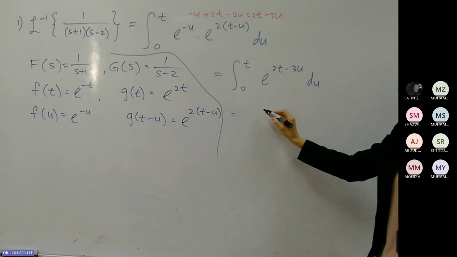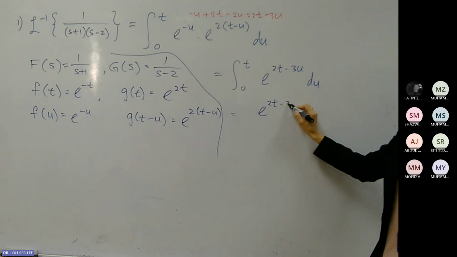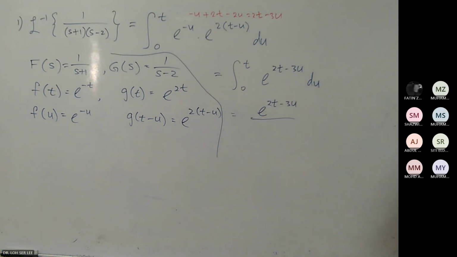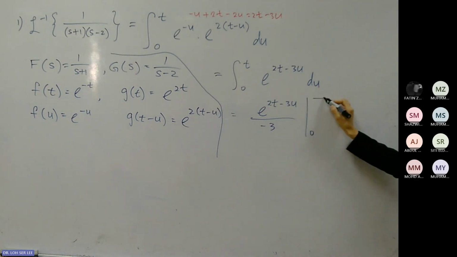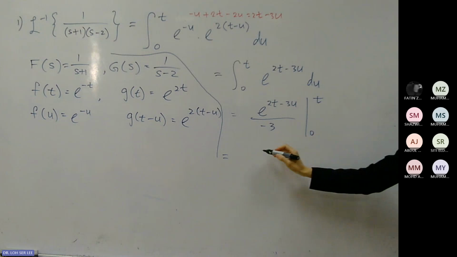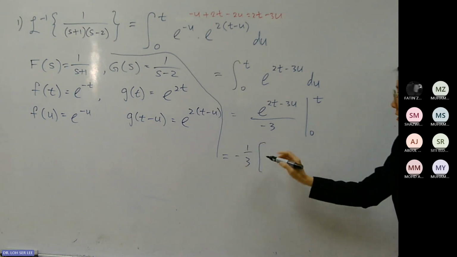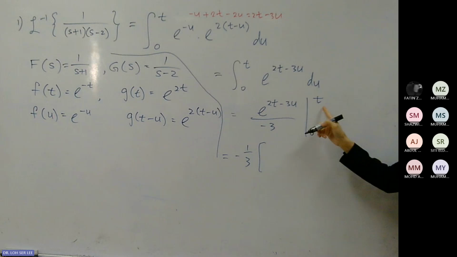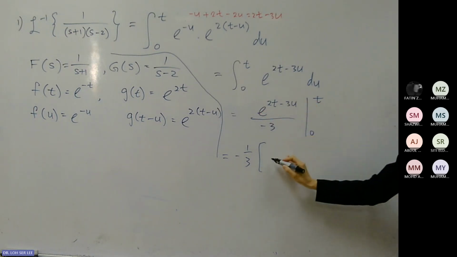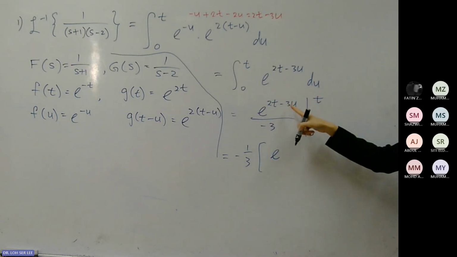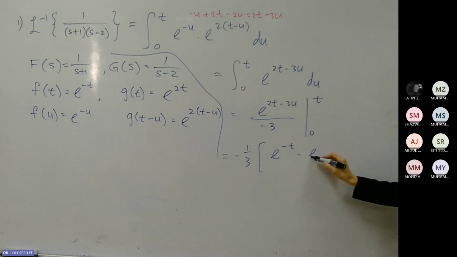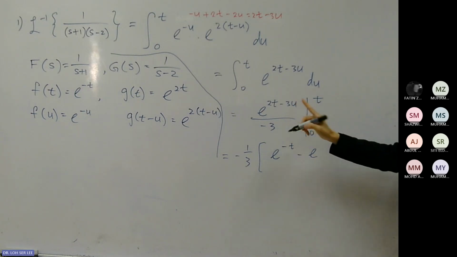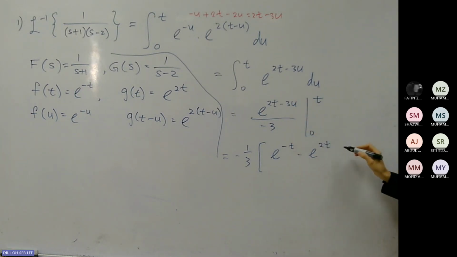Then we integrate the exponential function. You get the same function back over -3, because we are integrating with respect to u, from 0 up to t. Let's factorize -1/3. We just substitute t into this exponential function, so you get e^(2t-3t), minus 0 into u, minus t to t, yes, 2t.